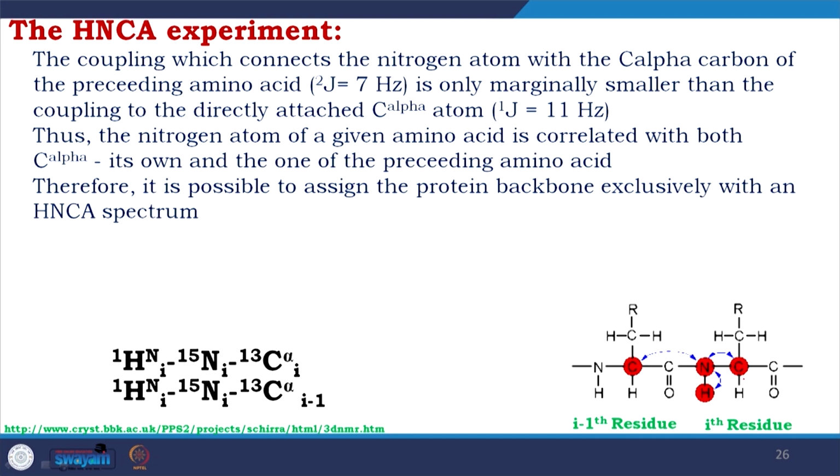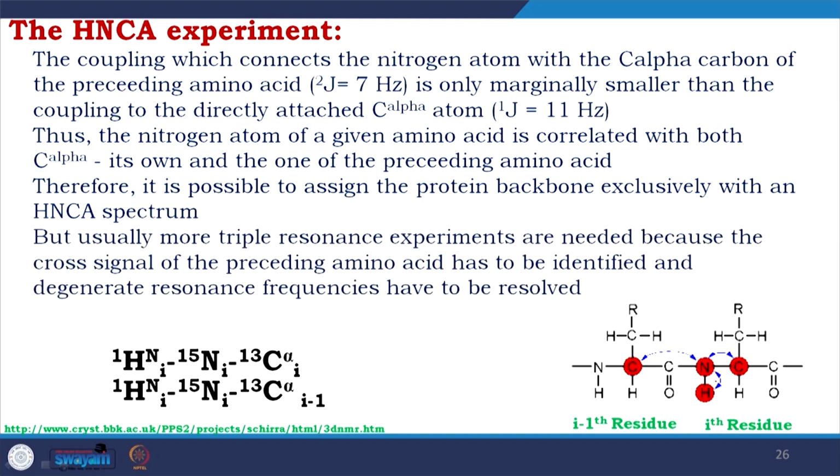So, you are working here, and you could correlate with the neighboring C alpha. But usually more triple resonance experiments are needed because the cross signal of the preceding amino acid has to be identified and degenerate resonance frequencies have also to be resolved.